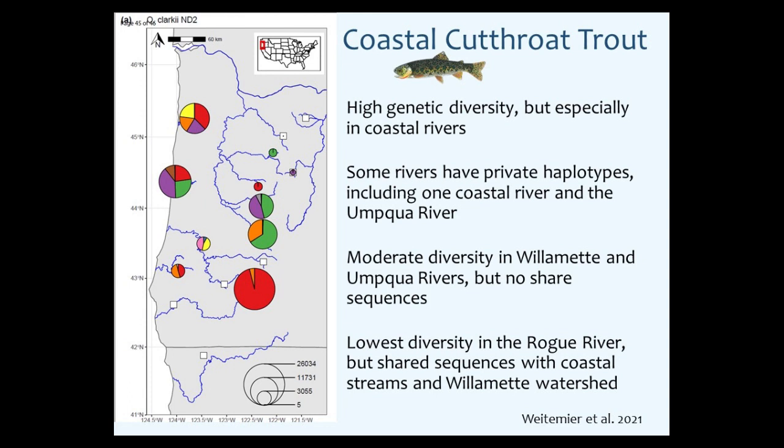You see that some rivers have private haplotypes, which essentially just means it has a unique haplotype only found at that one site. So one of our coastal rivers had that, as well as the Umpqua in the places that we sampled. And there's moderate diversity in the Willamette and Umpqua rivers, but those two don't actually share any diversity with each other for coastal cutthroat trout. And there's lowest diversity in the Rogue River, but they shared sequences with the coastal streams and the Willamette watershed, suggesting that there's some mixing between the species and those different river systems. And so this is just to show what you can do with data that you would get back if you went the route of eDNA metabarcoding, that you can get at pieces of genetic diversity.